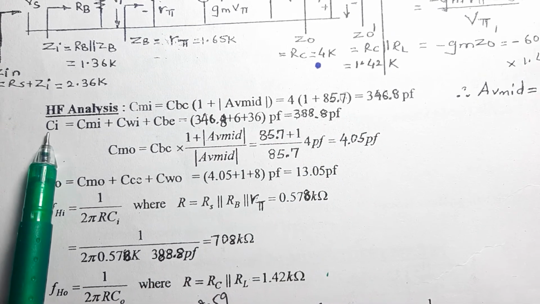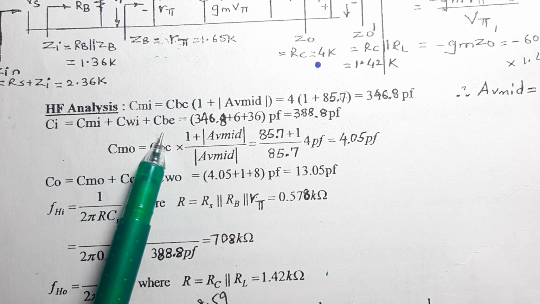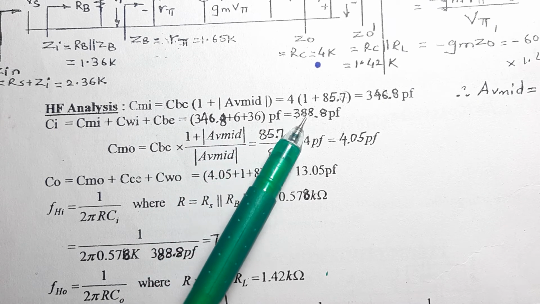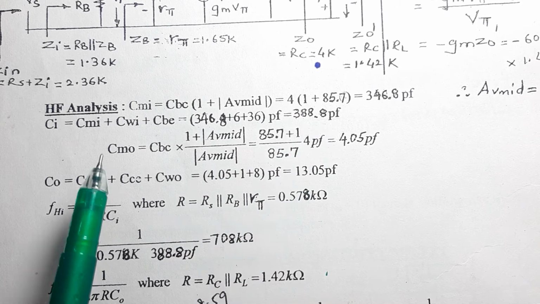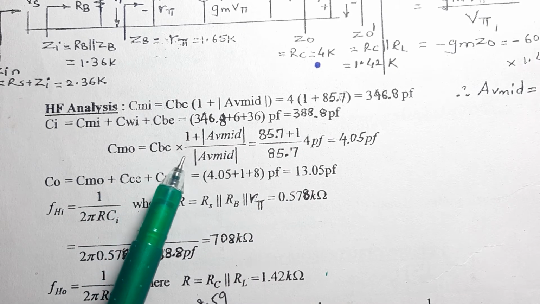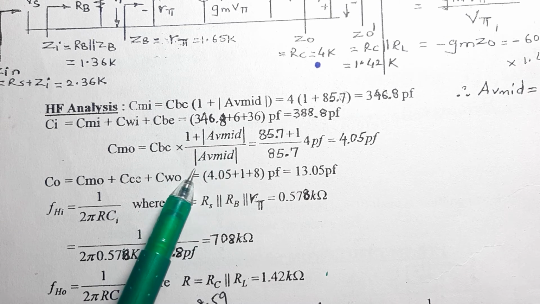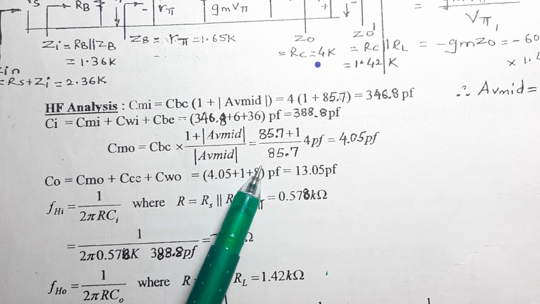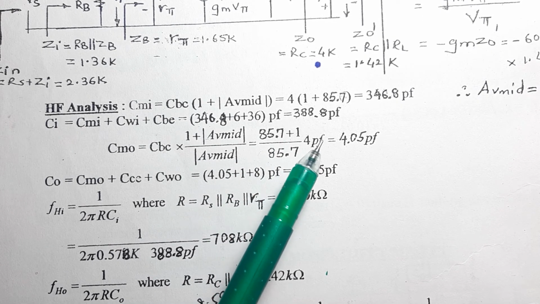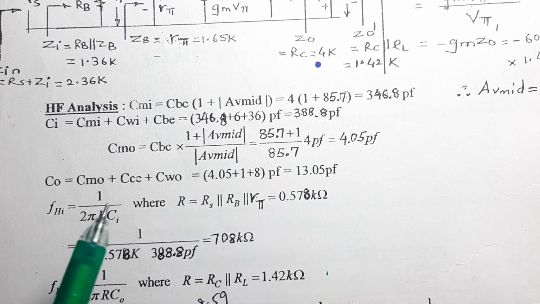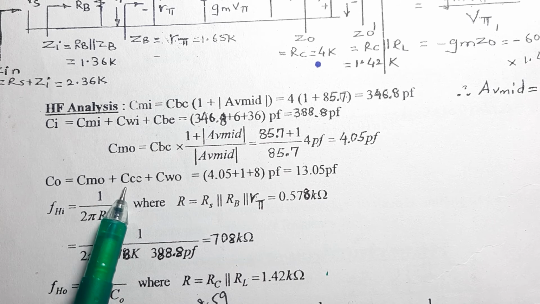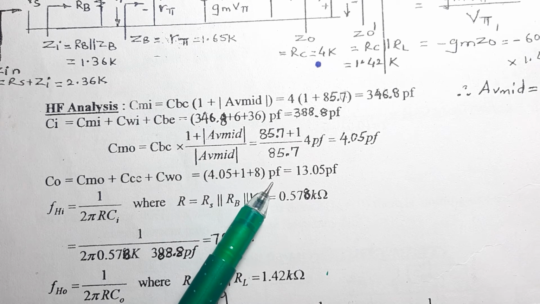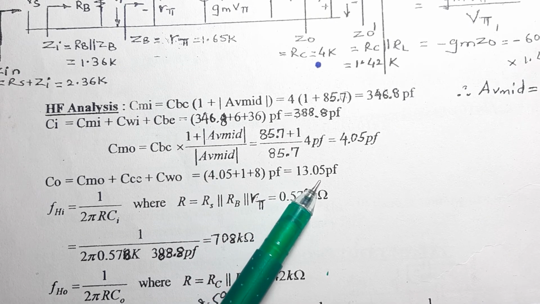which is equal to 346.8 picofarad. Here CI is equal to CMI plus CWI plus CBE, which is equal to 346.8 plus 6 plus 36 picofarad, which is equal to 388.8 picofarad. Your CMO turns out to be CBC into 1 plus AV mid upon mod of AV mid, which is equal to 85.7 plus 1 upon 85.7 into 4 picofarad, which is equal to 4.05 picofarad. So your CO turns out to be CMO plus CCE plus CWO, which is nothing but 4.05 plus 1 plus 8 picofarad, which is nothing but 13.05 picofarad.